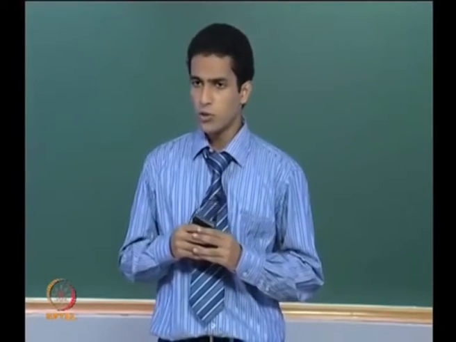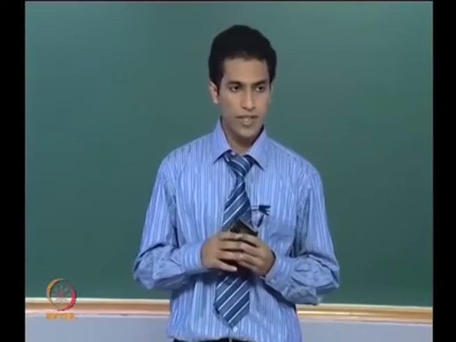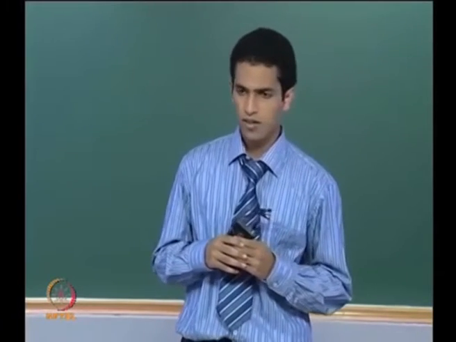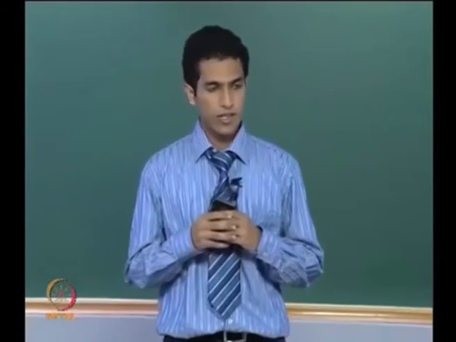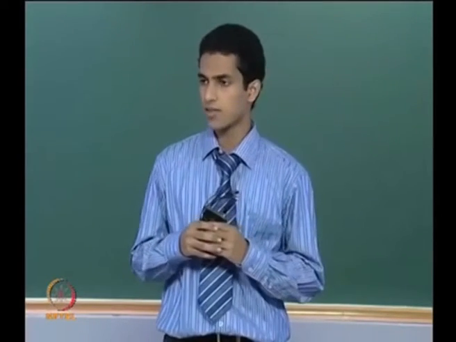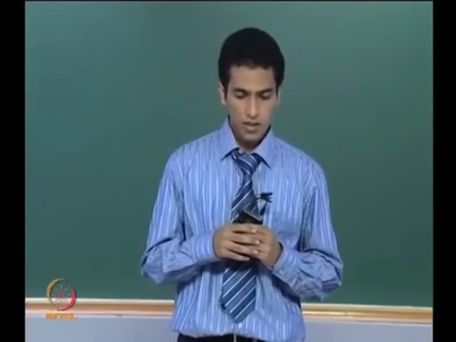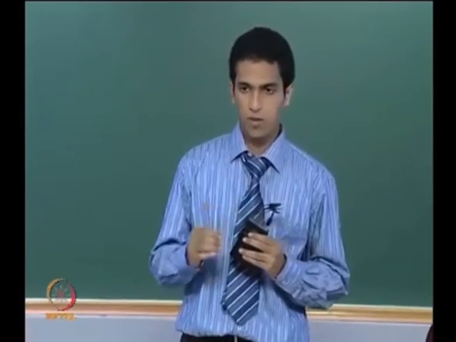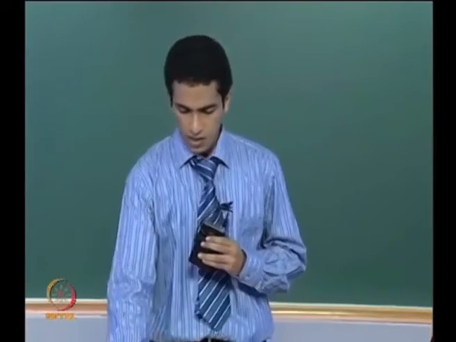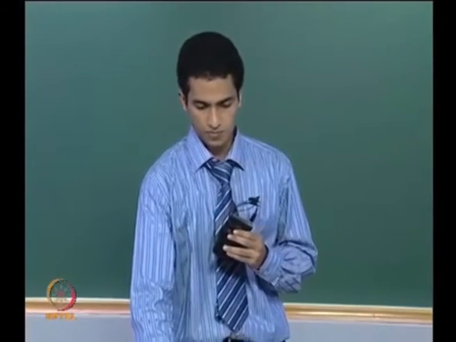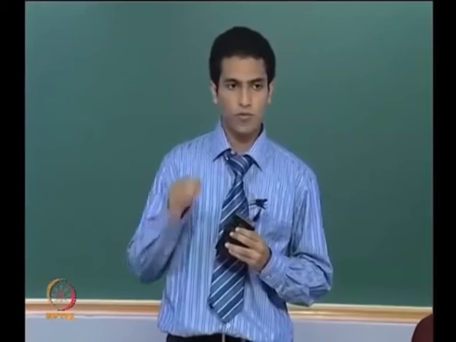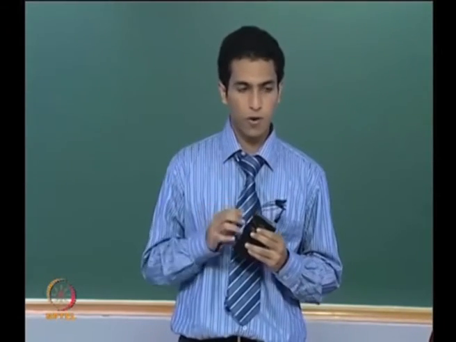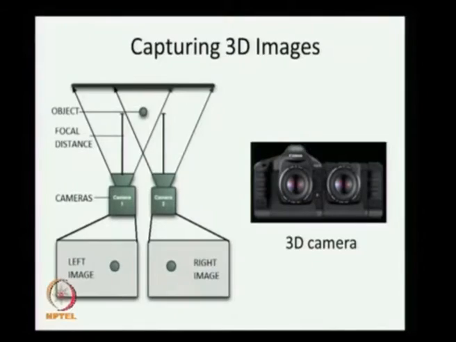EE10B121. Today I am going to talk about 3D photography. We perceive in 3 dimensions using images captured by our eyes, which are separated by about 7 centimeters. We use the same principle for taking 3D photos. We take photos of the object from 2 separate points which are separated by a distance equal to the distance between our eyes.